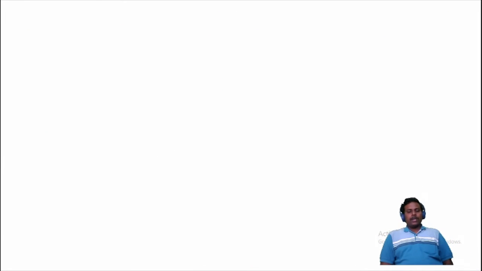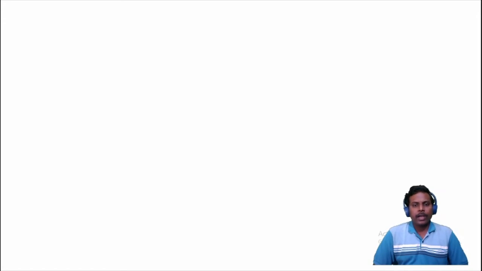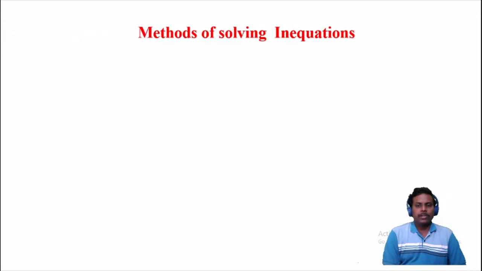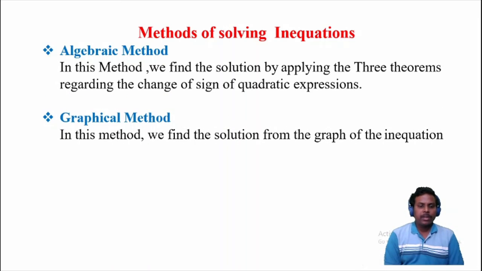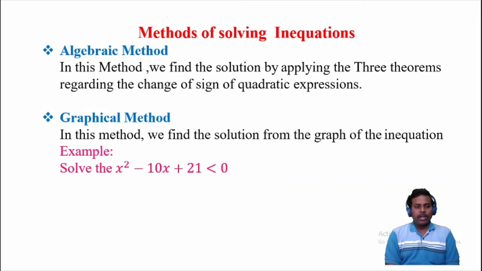Now we'll discuss the methods of solving quadratic inequations. There are two methods. The first one is the algebraic method. In this method, we find the solution of a quadratic inequality by applying the three theorems that we have studied regarding the change of sign of quadratic expressions. The second method is the graphical method. In this method, we find the solution from the graph of the inequation. Already we have seen how to sketch quadratic inequalities.